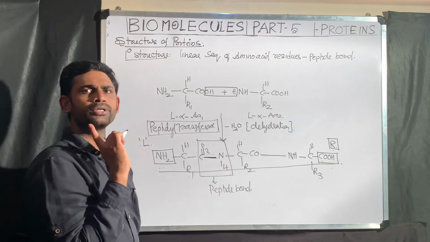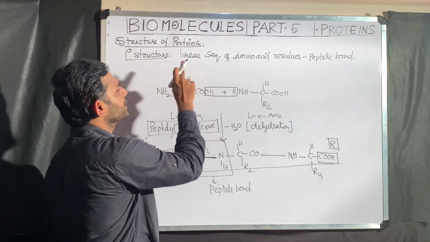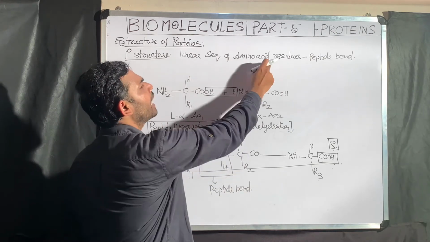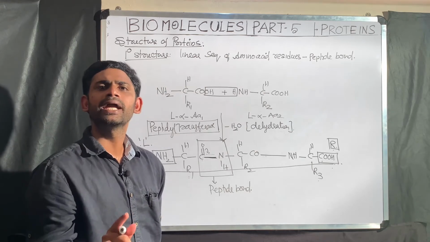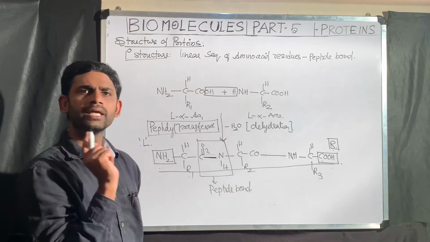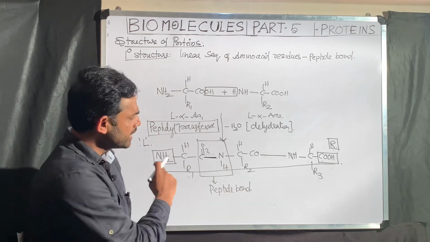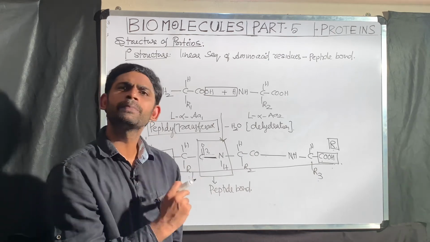So what you need to remember here is that the primary structure is the linear sequence of amino acid residues linked by peptide bonds. One more point you need to remember, the last point with reference to the primary structure of protein. Here I showed the tripeptide. In a tripeptide, how many peptide bonds are there?